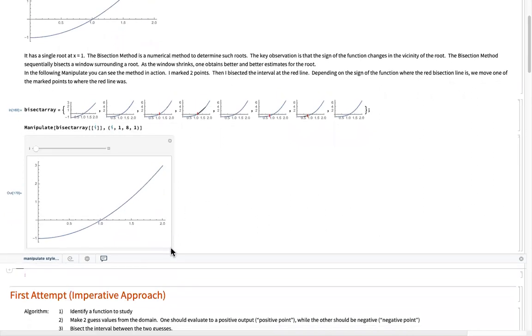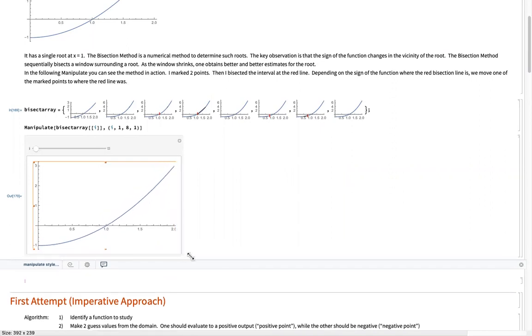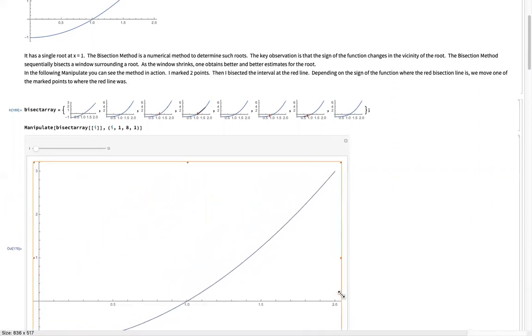Let me make this a little larger if I can, or if I can stretch these out. Yes, I can. Oh, very good.